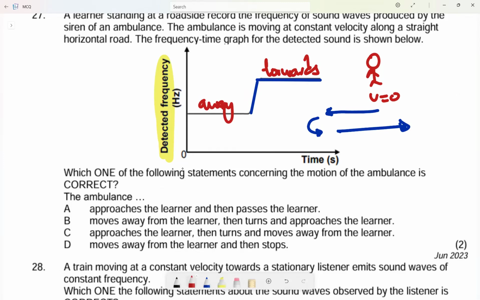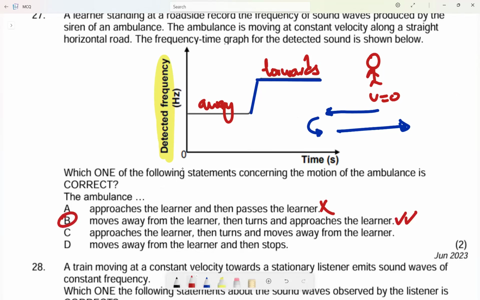The first one, the ambulance approached the learner and then passed the learner. If the ambulance approached the learner, it means the frequency detected should be higher. Then after that, if it is moving away, it should be low. So that is incorrect. The graph does not say that. Number B, it moves away from the learner, then turns and approaches the learner. Very, very correct.